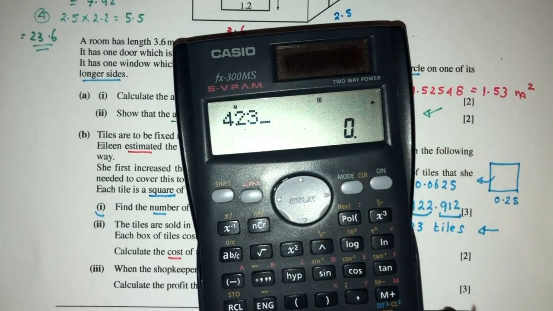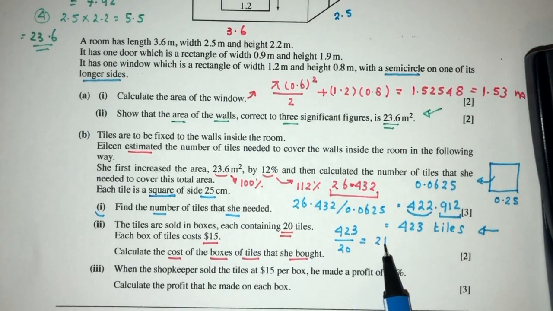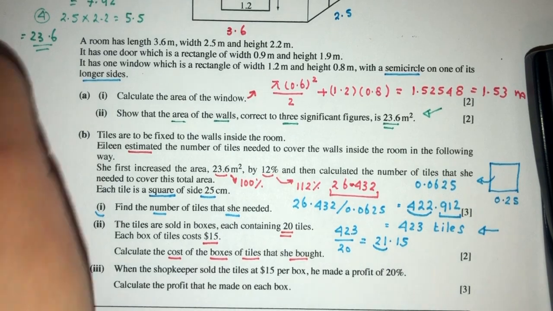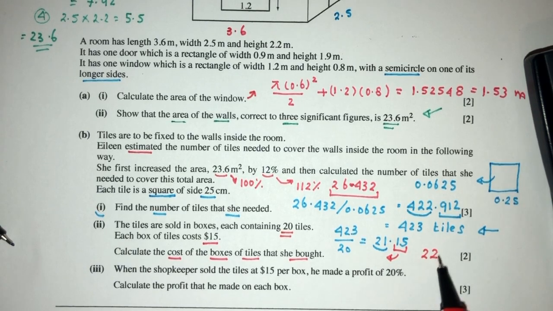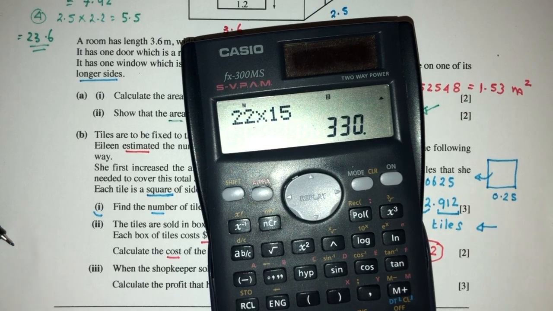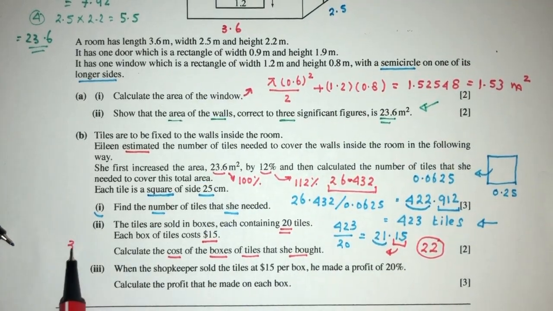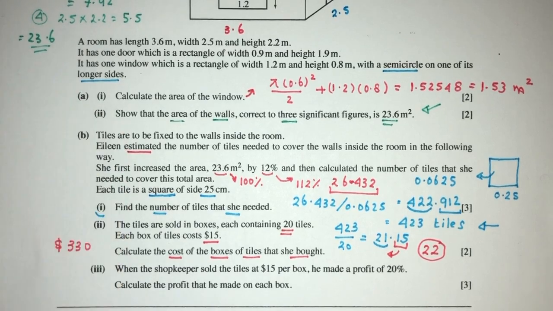So 423 divided by 20 is 21.15. So we will take 21 boxes. However, we will also take another box because we cannot buy 0.15 of a box. So we will take 22 boxes in total. Now since one box is $15, 22 times 15 has to be 330. So the cost will be $330 in total that she will pay.